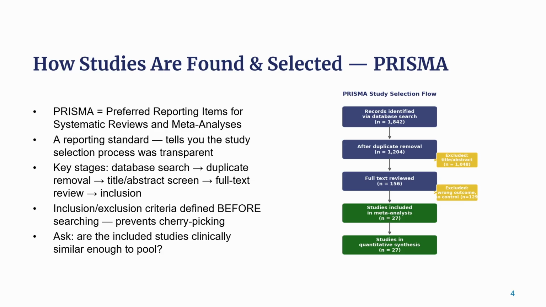Were they excluded for legitimate reasons? Wrong species, wrong outcome, no control group? Or were criteria applied inconsistently? The inclusion and exclusion criteria should have been defined before the search. If they were modified after seeing the results, that's a red flag. It introduces the same kind of bias as p-hacking in a single study.